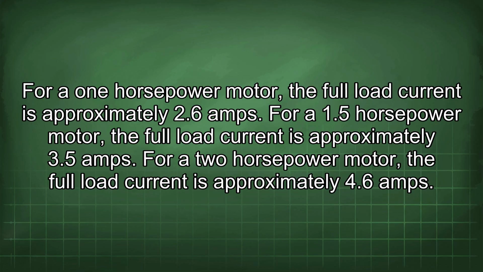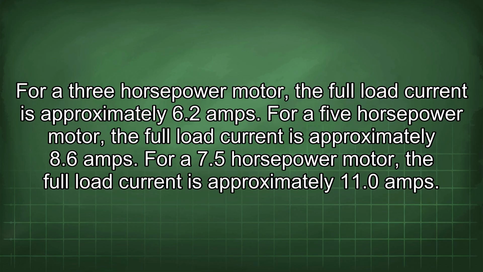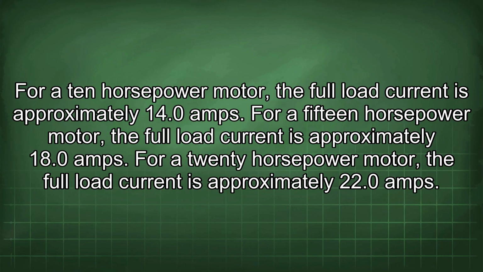For a 2 horsepower motor, the full load current is approximately 4.6 amps. For a 3 horsepower motor, approximately 6.2 amps. For a 5 horsepower motor, approximately 8.6 amps. For a 7.5 horsepower motor, approximately 11.0 amps. For a 10 horsepower motor, approximately 14.0 amps.